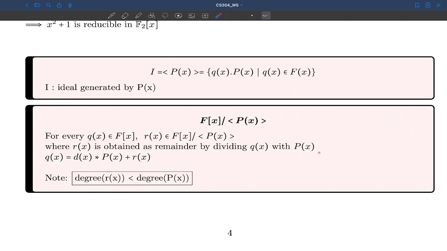So what can you say about the degree of the terms that will be in this set? We know that whenever I divide x cube with x square, I'll get x. So x to the power 1 is less than x square. x to the power 1 is less than x square.